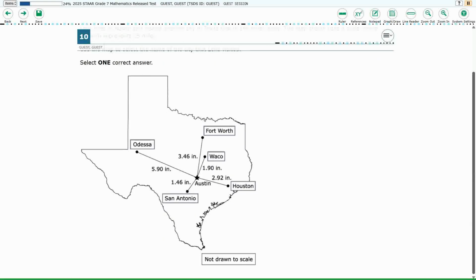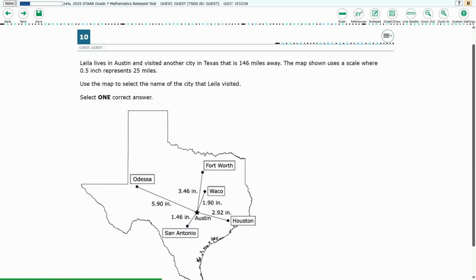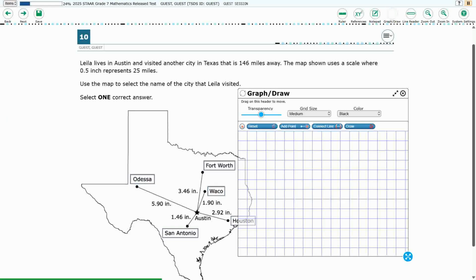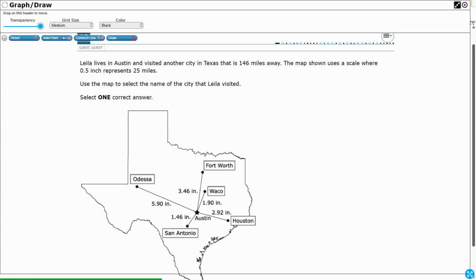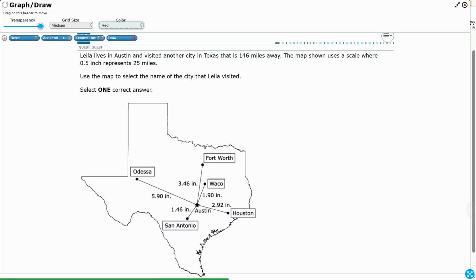Right, so we are looking for one correct answer, and you see we can just select one of our cities here, and there's only a way to select one answer, so let's get this 1 point. And what do we have here? We've got Layla lives in Austin. Okay, so Austin not only is our state capital, it is in the center of this little map here. So we're going to keep focus on that.